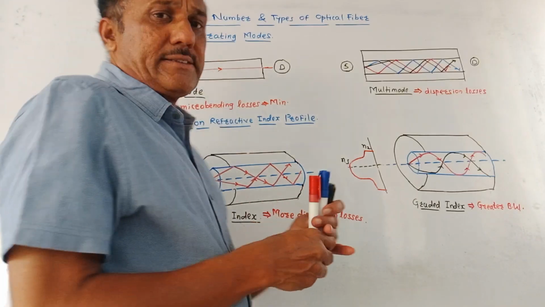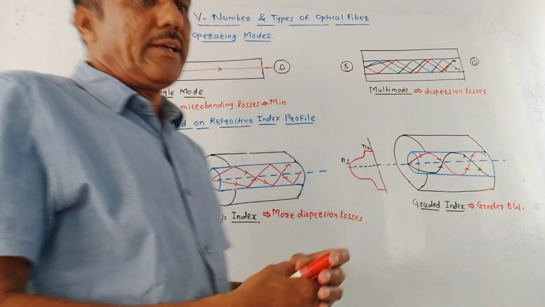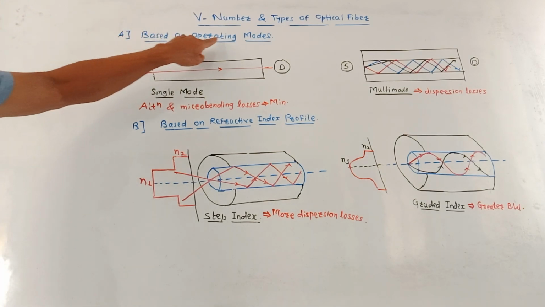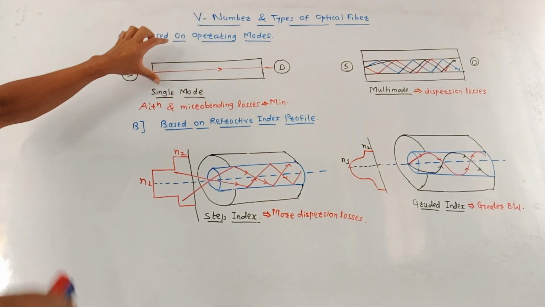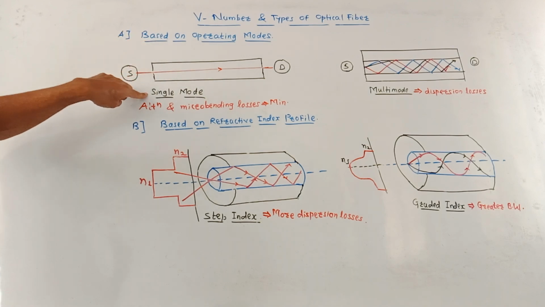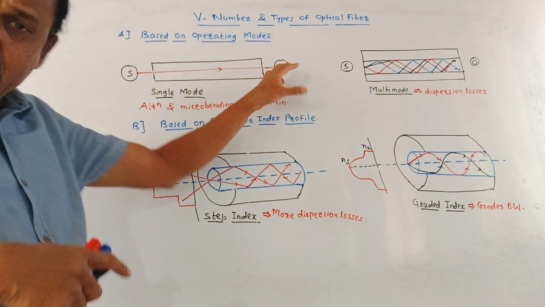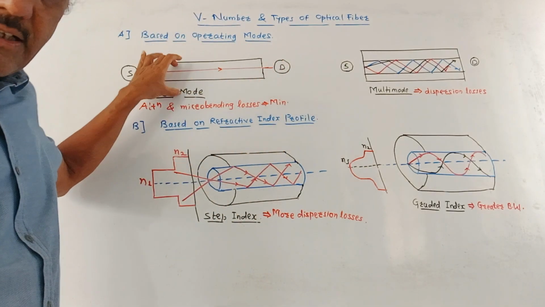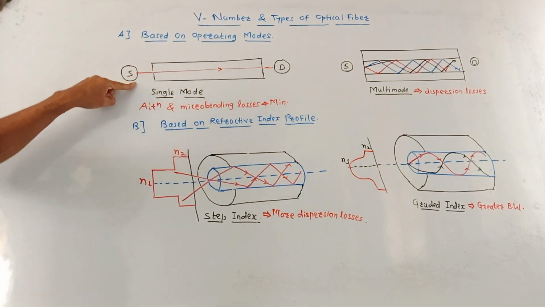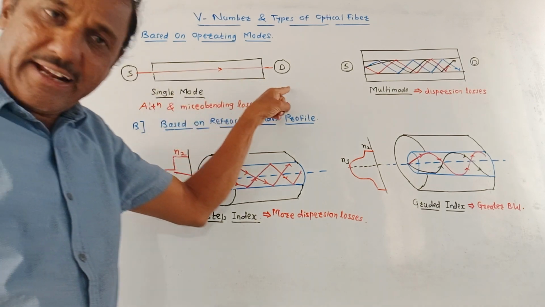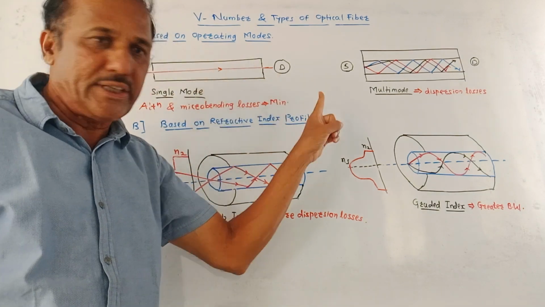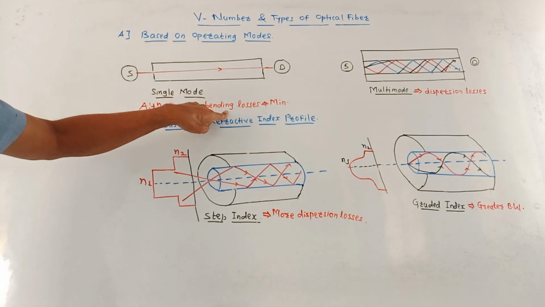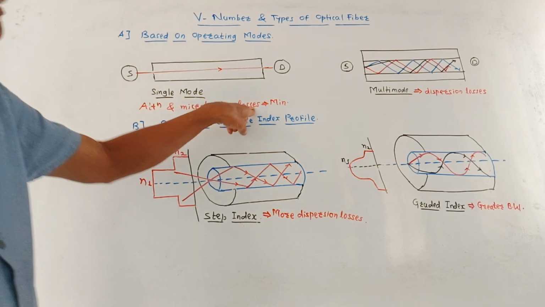Now let us discuss the classification of optical cable. Broadly, the first type is based on operating modes. There are two operating modes. First is single mode. As shown in this diagram, S stands for source, D stands for detector, and this middle portion is the part of the optical cable. Only a single light ray is traveling from source to detector. So it is a single mode cable in which attenuation and micro bending losses are minimum.